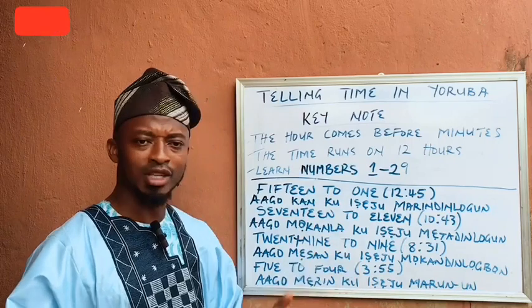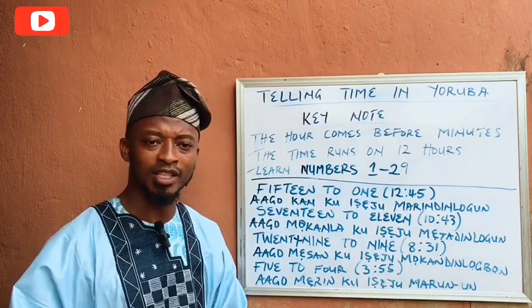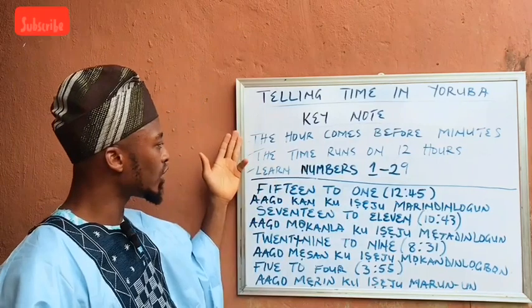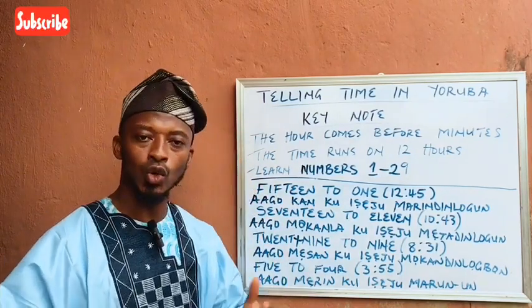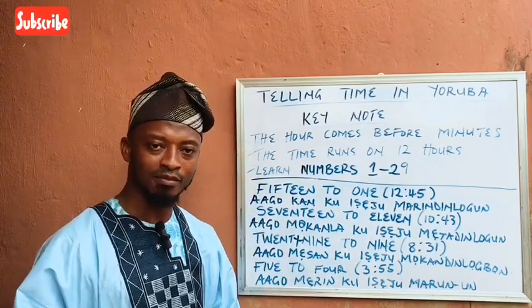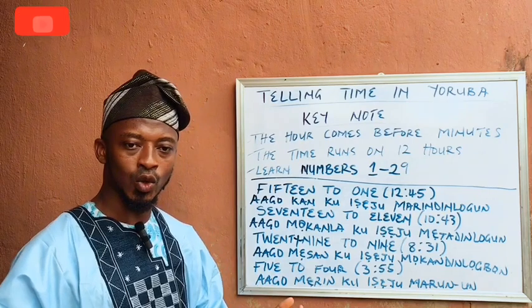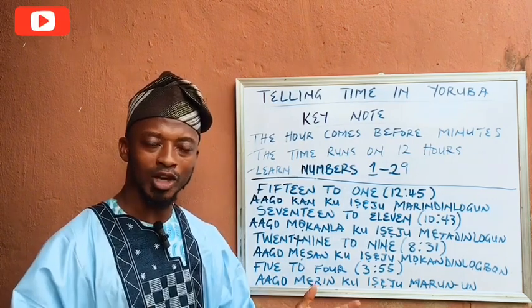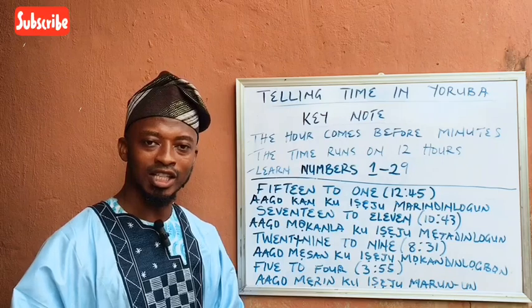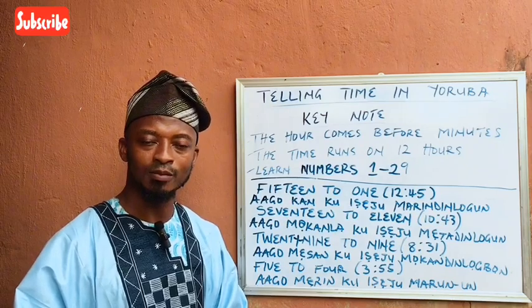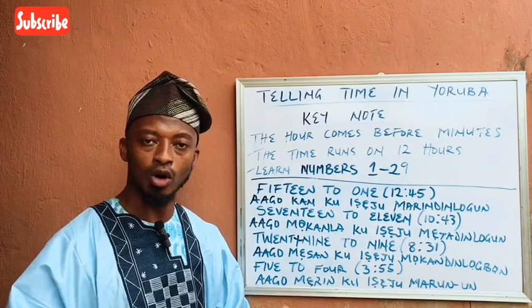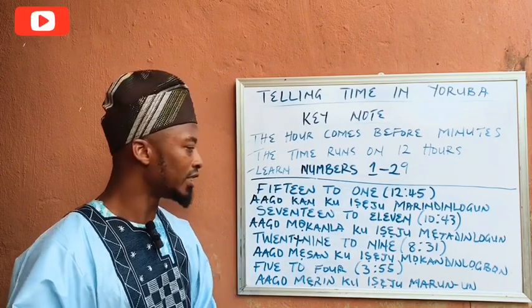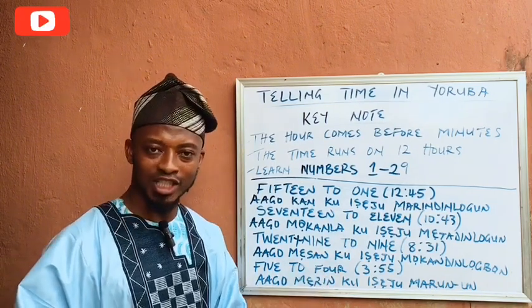Basically, to tell time in Yoruba language is one of the simplest things you can learn in the Yoruba language. Like I said, take note of these 3 points. Know your numbers 1 to 29. Once again, in case you don't know your numbers 1 to 29 in Yoruba, go through this channel, locate the playlist Yoruba numbers. There you will learn how to count Yoruba numbers from 1 to 100. We have all these videos on the channel. And this will bring us to the end of this lesson.